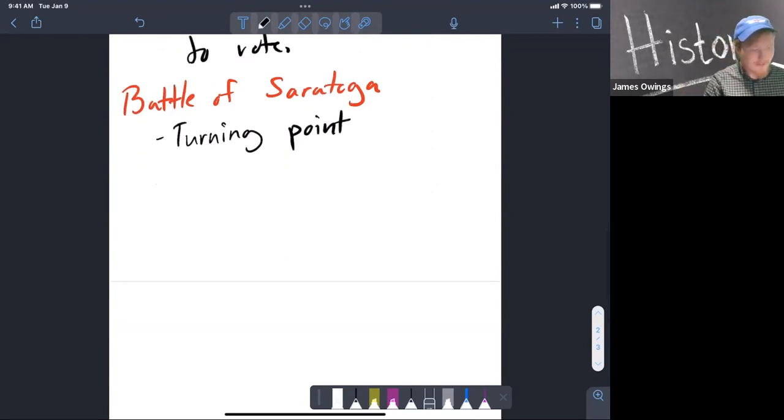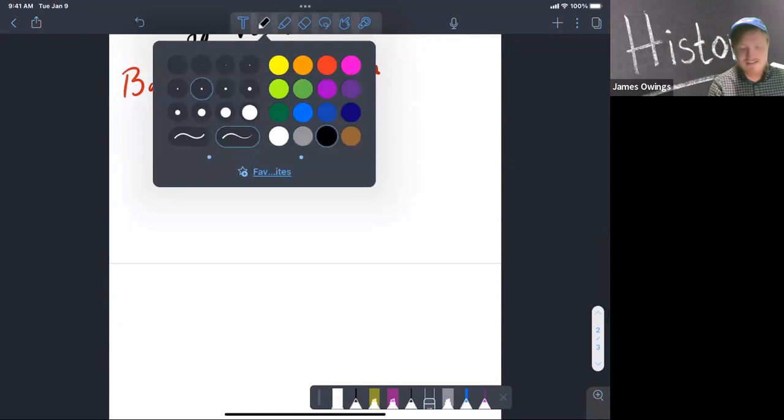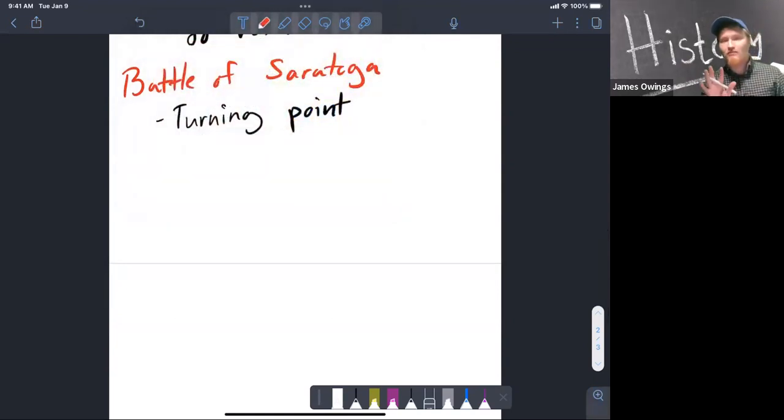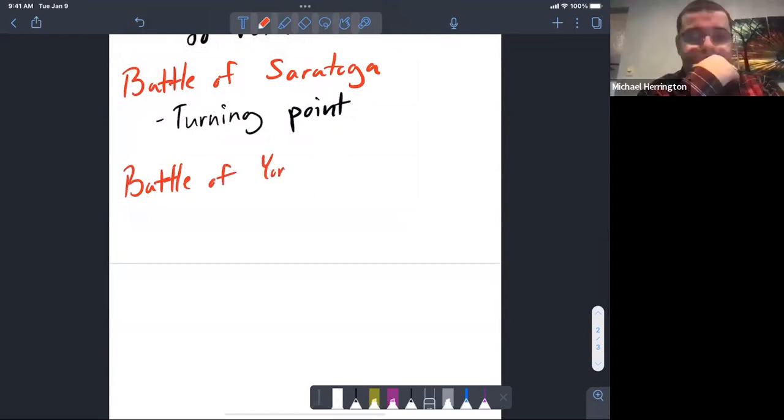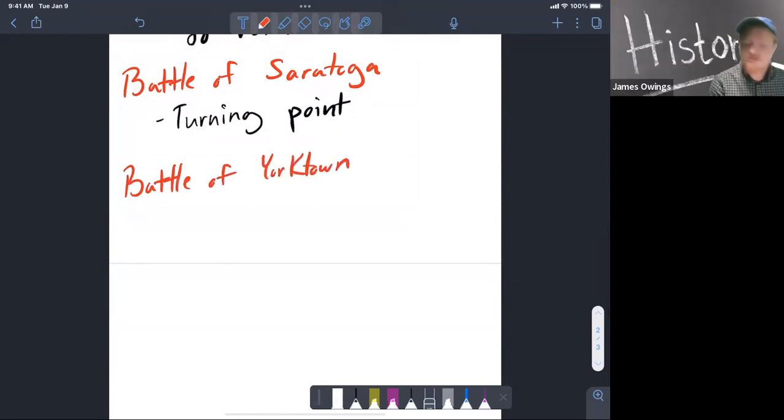So the last battle of the American Revolution that's relevant to us. There's many tiny battles, but the last major battle is the Battle of Yorktown. So if you see questions relating to some of these, they're probably looking for key details that relate to the turning point or the last major battle.